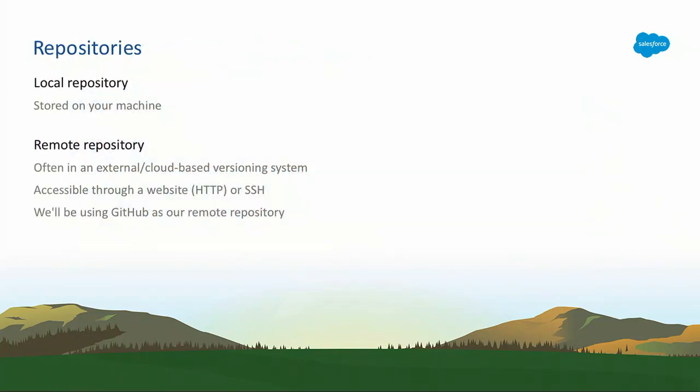So just a quick little thing about repositories. You're going to have two repositories. One is the local repository, which is stored on your machine, on your laptop, your desktop, whatever the case is. That's where all the code is going to be stored. Then you have your remote repository, which is usually external. It's in the cloud, and you can access it through SSH or website HTTP. And for our demo today, we'll be using GitHub as our remote repository to push our local repository up to the cloud.